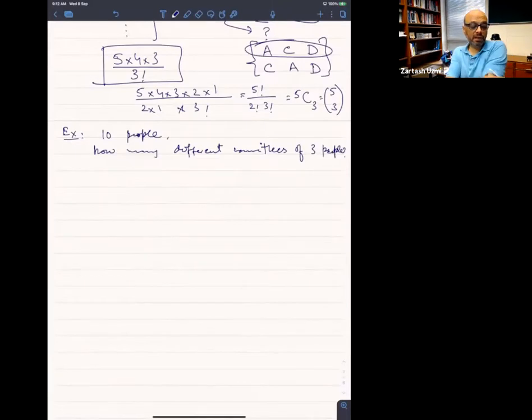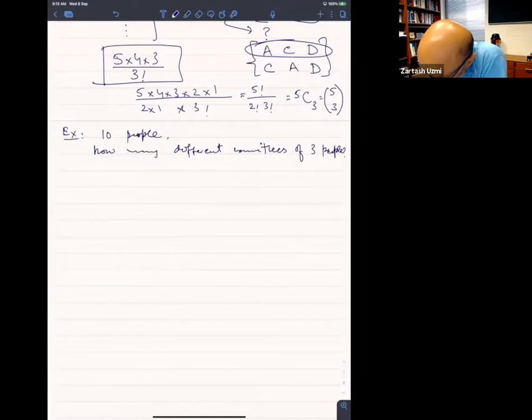Who will give this answer in the chat window? Bilal answered, Usama, Mustansir. Anyone else? Abdurrahman, Junaid. Everyone is giving the same answer. Anyone who would like to differ? 10 factorial over 7 factorial, 3 factorial, or 10 choose 3, 10 9 8 over 3 2 1. This is also correct.